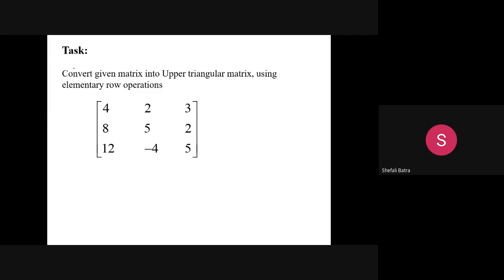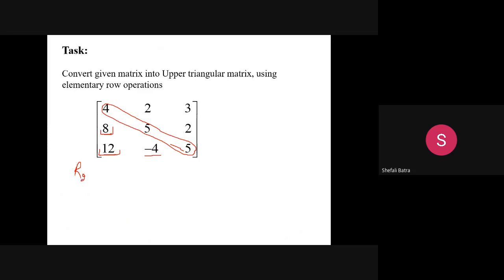Now, it was a task given to you: convert into an upper triangular matrix using row operations. How will you convert into an upper triangular matrix? Upper triangular matrix means you need to convert these entries into 0. This is your main diagonal, and the elements below this main diagonal must be 0 in an upper triangular matrix. So my first task is I need to make this 0 and this 0. What operation will you write here?